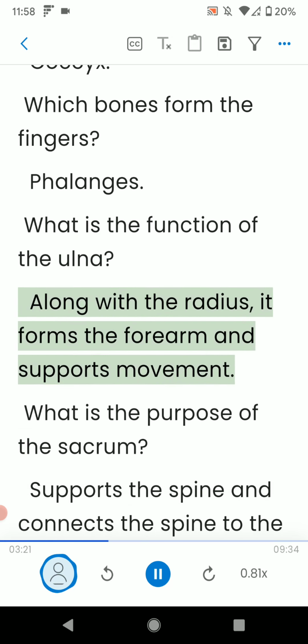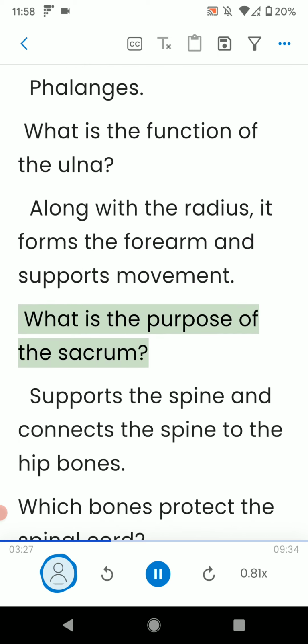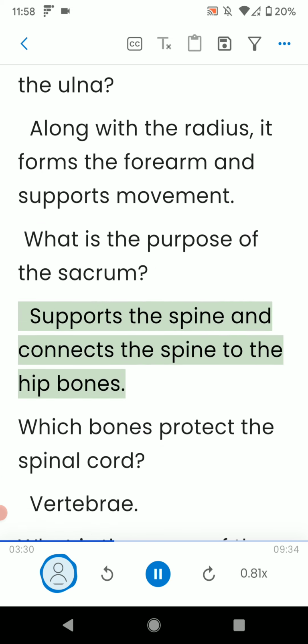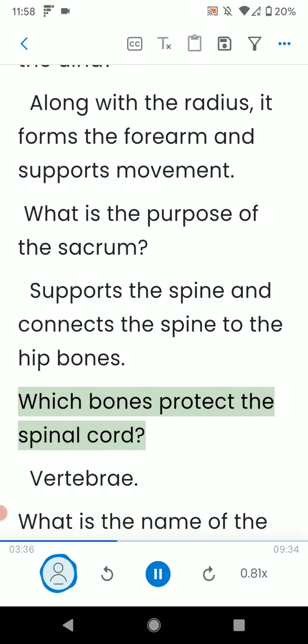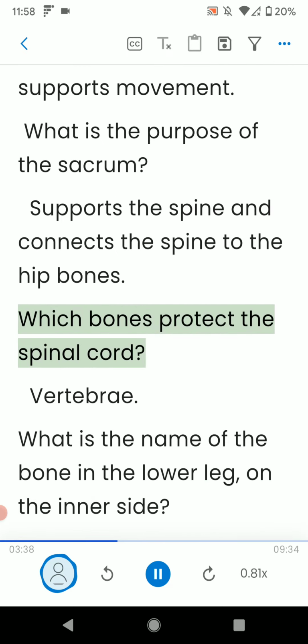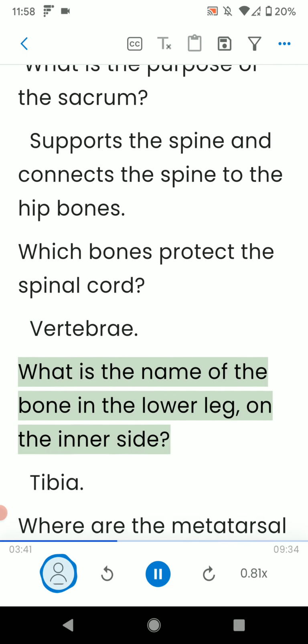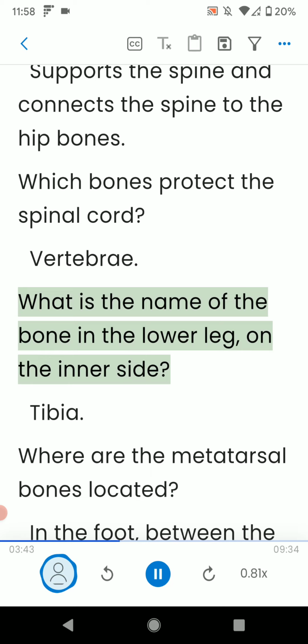Along with the radius, it forms the forearm and supports movement. What is the purpose of the sacrum? Supports the spine and connects the spine to the hip bones. Which bones protect the spinal cord? Vertebrae. What is the name of the bone in the lower leg, on the inner side?